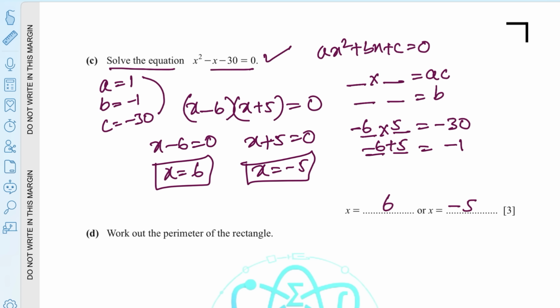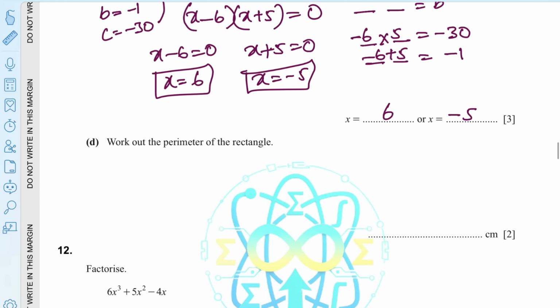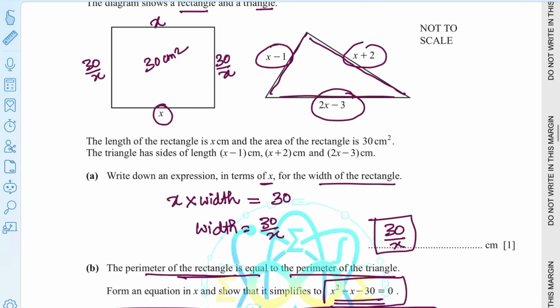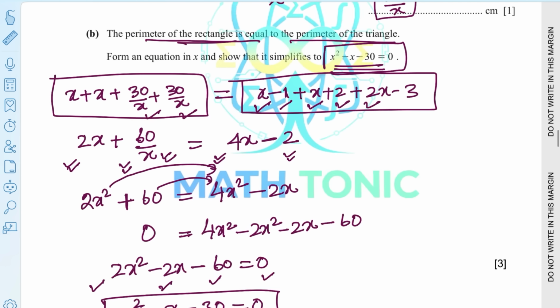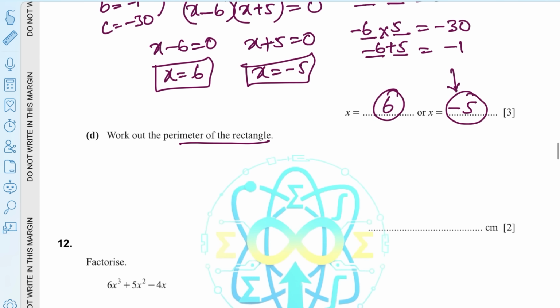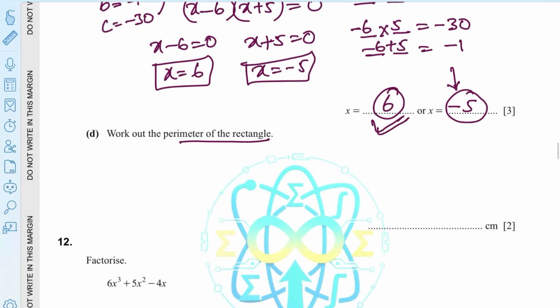Clear? Okay. Next part is, find out the perimeter of the rectangle. Easy. If you go back to this figure, the length is given as x and the width is 30 over x. One more thing: here we got two values, 6 and minus 5. Length cannot be negative, right? So we'll not take the negative value. We'll take the x value 6 here. Now the length of the rectangle is x, which equals 6, and the width, 30 over x, is 30 over 6, which equals 5.